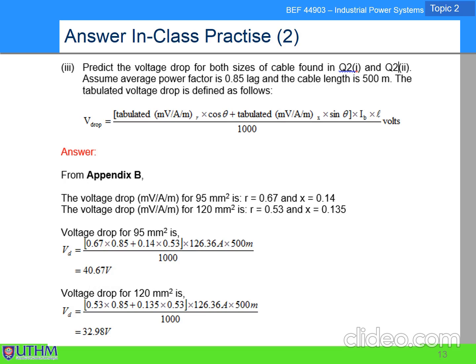Next we repeat the calculation for the 120 mm squared size. The difference is for R and also for X. Then we put in all the values and calculate the voltage drop, which is equal to 32.98 volt. So we can see here that if the size of the cable is increased, the voltage drop is decreased. That is the conclusion we can make from the calculation here.